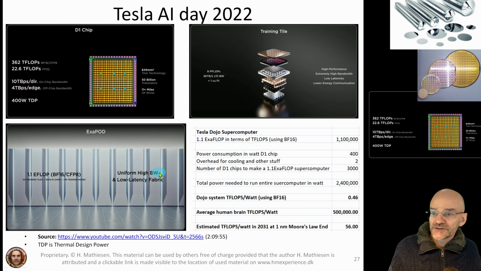But the thing is, they have built the chip and they have built the tiles and they also built the cabinets that contain these tiles. So I don't remember exactly how many tiles they can stack in a cabinet. But they haven't built the actual supercomputer yet. They haven't stacked all these racks together to form this 1.1. But the whole system has been designed so that should be possible.